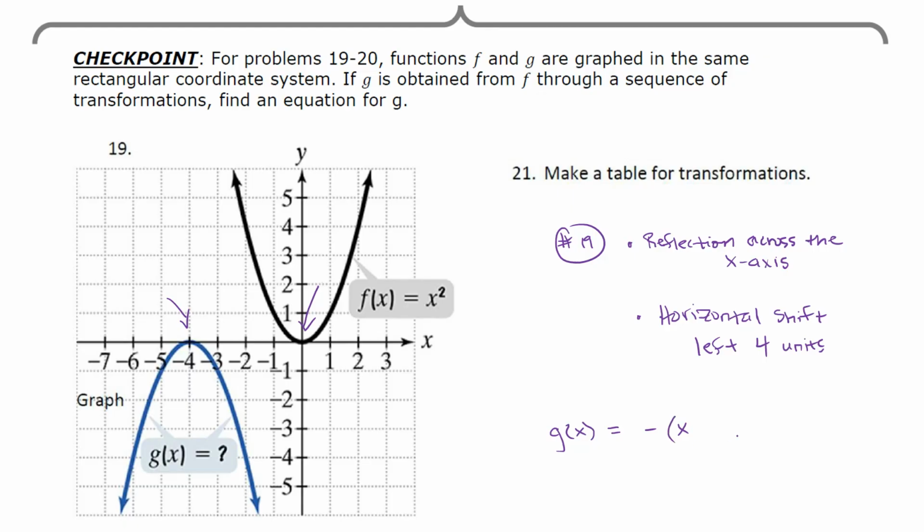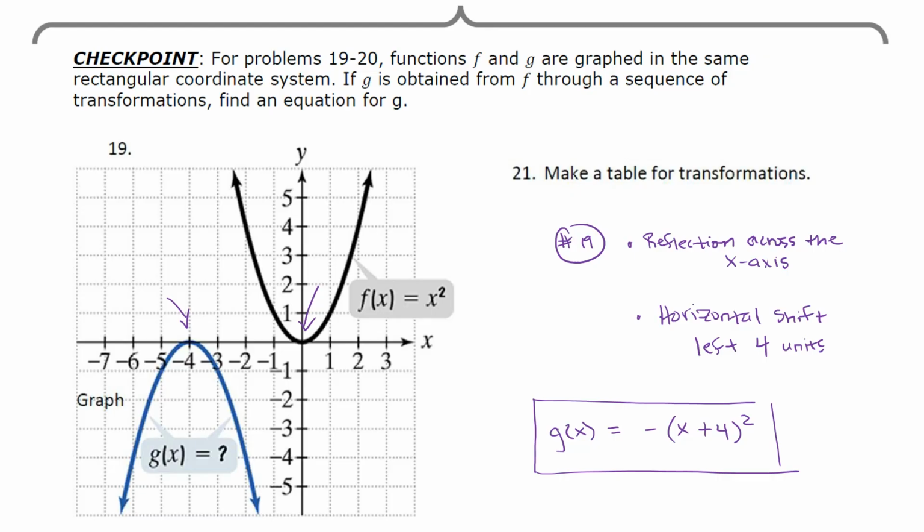Now, I'm going left 4 units. That is being represented by the opposite sign. So left 4 units would be a -4, but in my equation, I'm going to have a +4. So g of x is going to be equal to negative quantity x plus 4 squared. So that's me using the graph to pull the transformations to then create my equation for g of x. All right, let's do the next one.